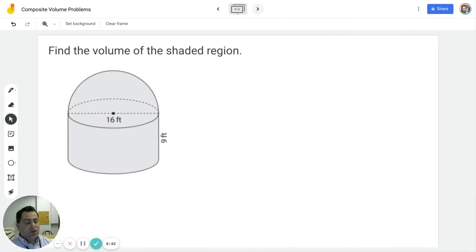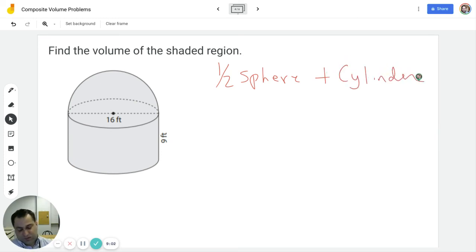Let's look at number 4. In number 4, I have a cylinder, and I have a half of a sphere. So we have a half sphere plus a cylinder. So if I'm taking half of a sphere, I'm going to do 4/3 pi radius cubed, all divided by 2. And I'm going to add that to the cylinder, which is pi r squared times the height.